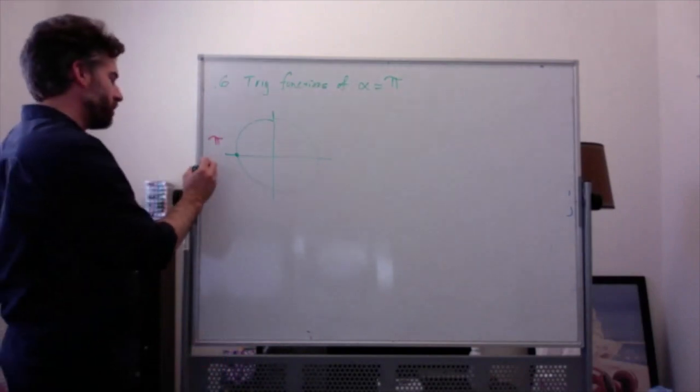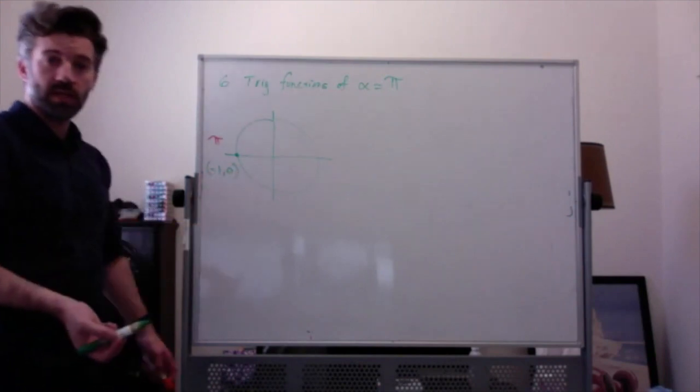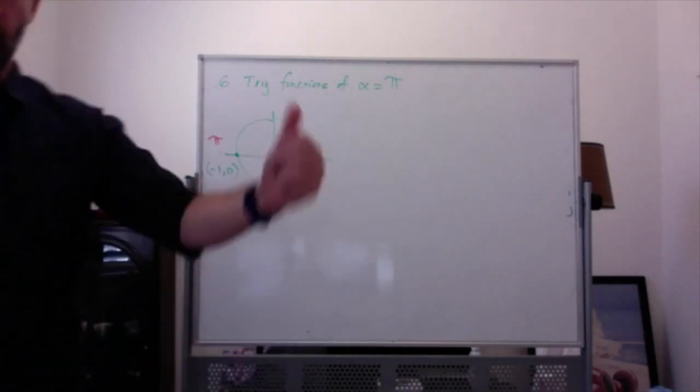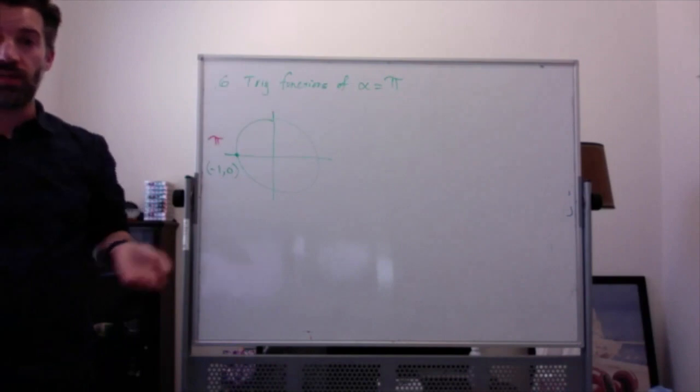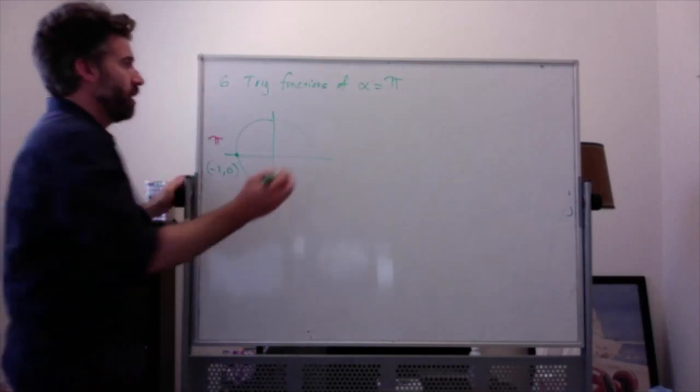And for this point over here, the coordinate is -1, 0. Right? I went 1 to the left, so I went 1 in the negative x direction and 0 in the y direction.